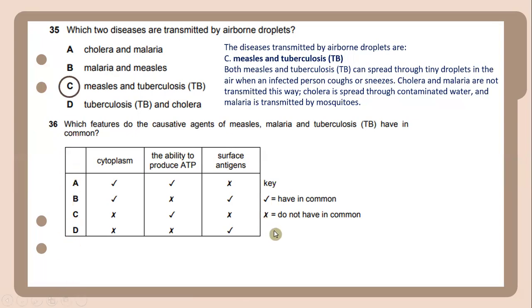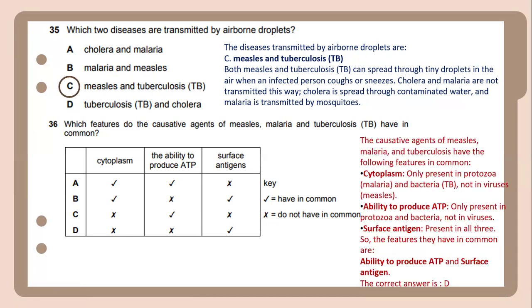36. Which features do the causative agents of measles, malaria, and TB have in common? The answer would be D. Cytoplasm is only present in protozoa, malaria, and bacteria, and not in viruses, measles. And ability to produce ATP is only present in protozoa and bacteria, but not in viruses. And surface antigen is present in all three. So the correct answer will be D.